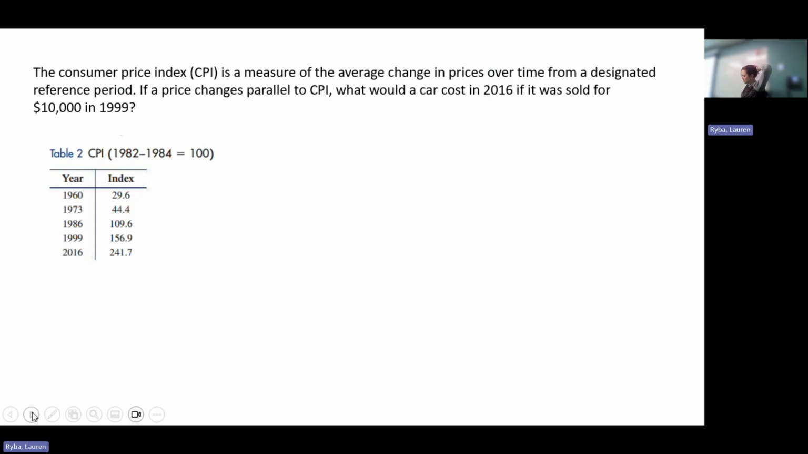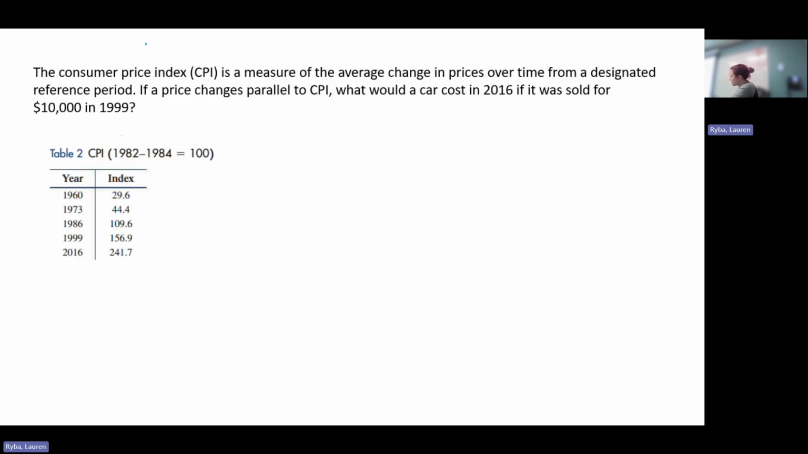Okay. Consumer price index is a measure of the average change in prices over time from a designated reference period. It's kind of like an easy way to figure out how inflation has impacted prices. So if I give you a price back in a certain year, you can then figure out what it would be worth today based on inflation. So if a price changes parallel to CPI, what would a car cost in 2016 if it was sold for $10,000 in 1999?